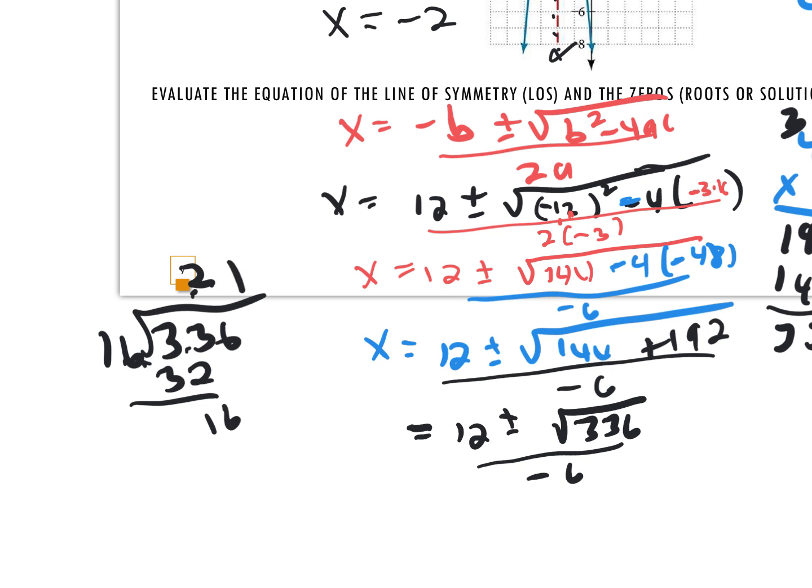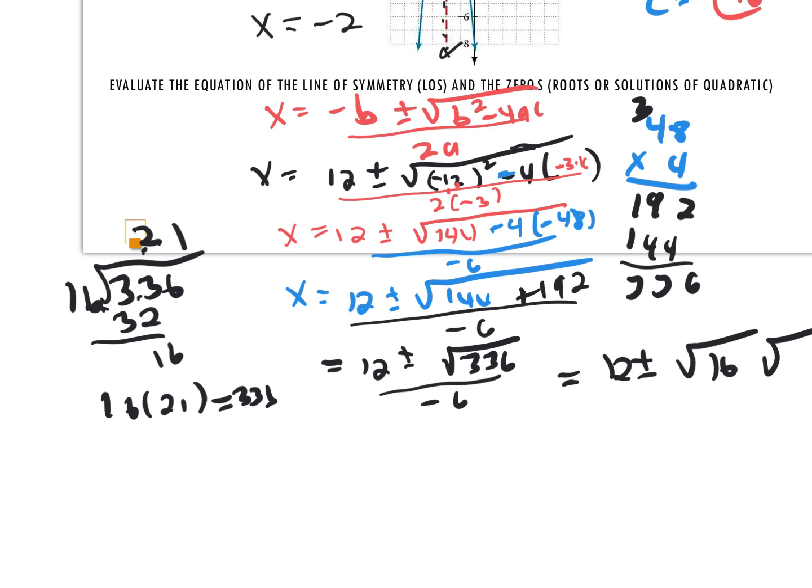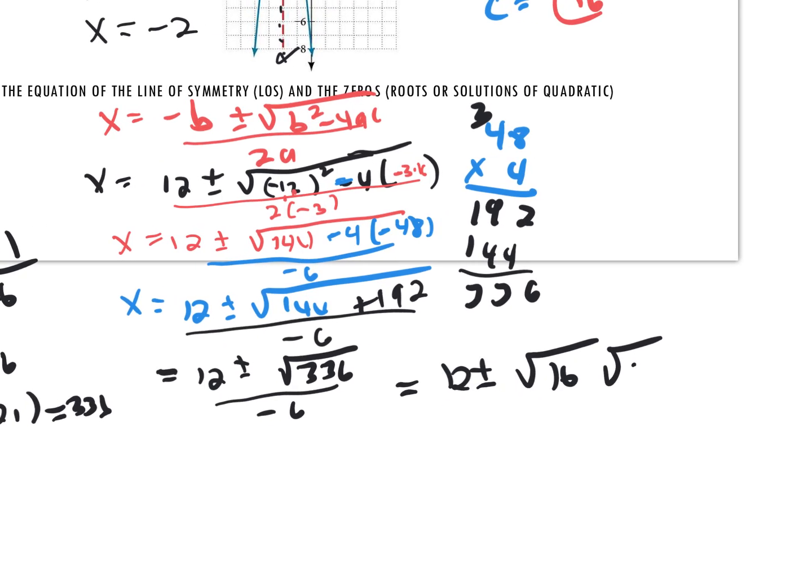So what does that mean? 16 times 21 is 336. So what will I do with this bad boy? I'm going to write it as 12 plus or minus the square root of 16 times the square root of 21, which is not a perfect square. And no perfect square goes into 21 because the only factors of 21 are 7 and 3, both of them prime numbers, divided by a negative 6. That turns into 12 plus or minus 4 square roots of 21.